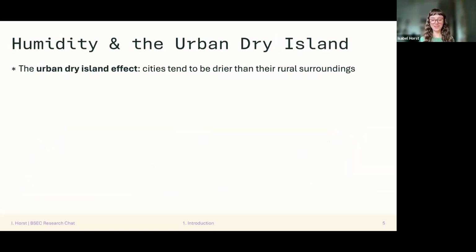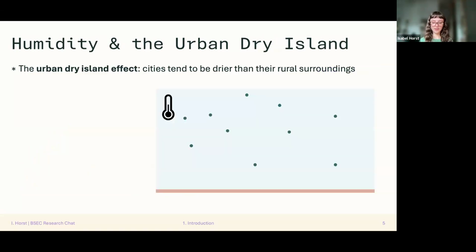But again, I'm here to talk about humidity. As a corollary to the urban heat island effect, there's this urban dry island effect where cities can sometimes be drier than their rural surroundings. There's also sometimes an urban moisture island effect, but here I'll just be talking about the urban dry island because that's what really affects Baltimore.